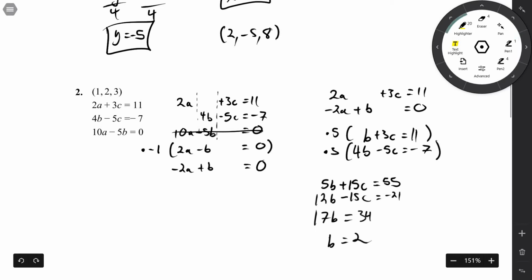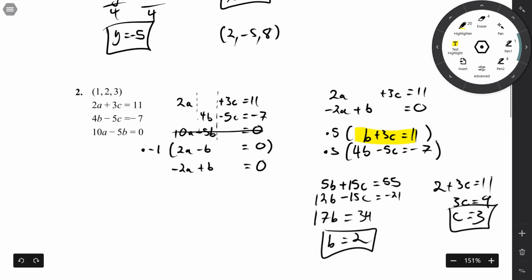I'm going to use this equation right here, because it should just work out nice and simple and easy. We'll plug in 2 plus 3c equals 11. We get 3c equals 9, and then we get c equals 3. All of this is working out for us so far.